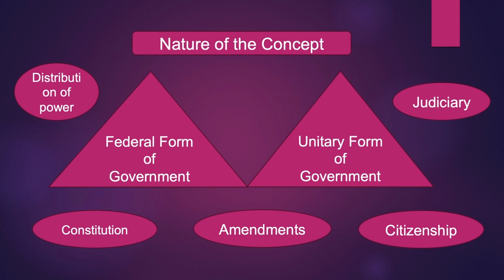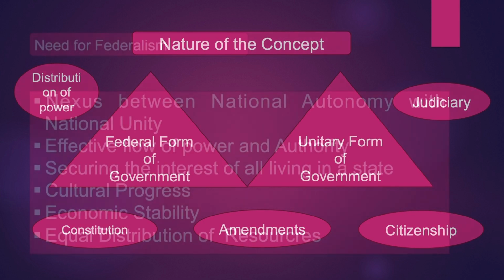And when it comes to judiciary, another important feature defining the nature of this concept of both the governments, that is federal and unitary form of government. A judiciary must be independent in nature. For example, the horizontal flow of power which we have read earlier. Judiciary must be allowed to work independently, but with a hint of checks and balances. But when it comes to unitary form of government, that is not allowed.